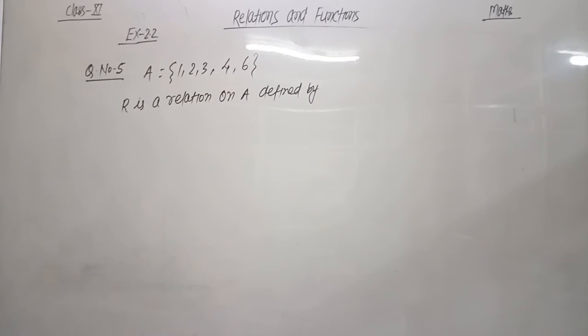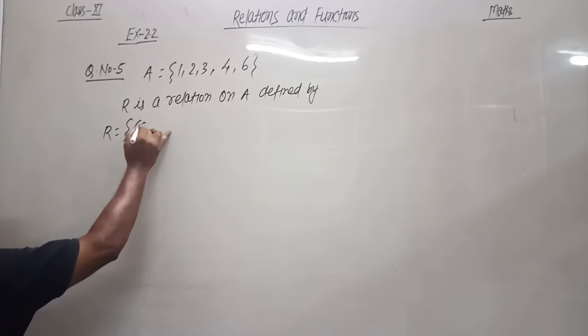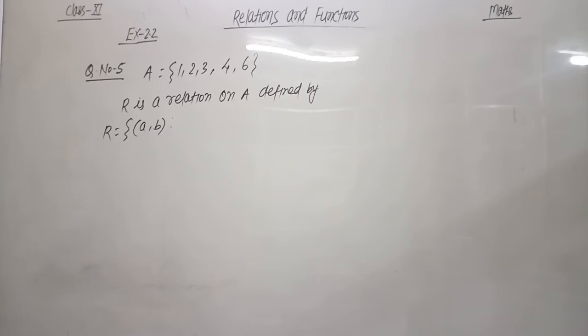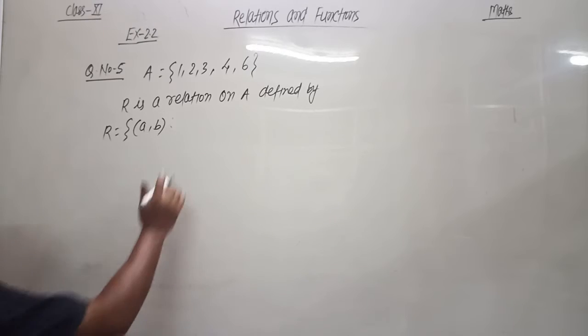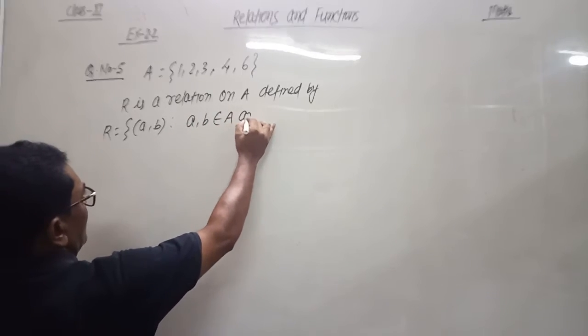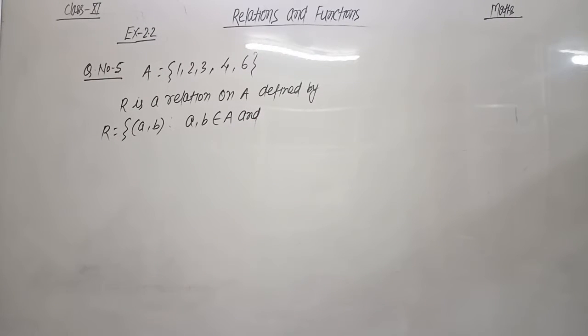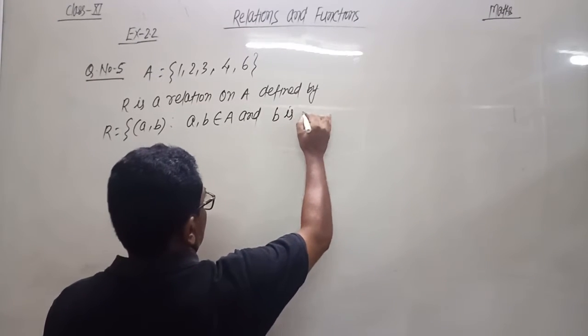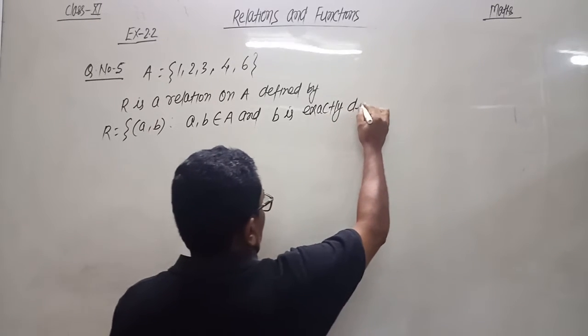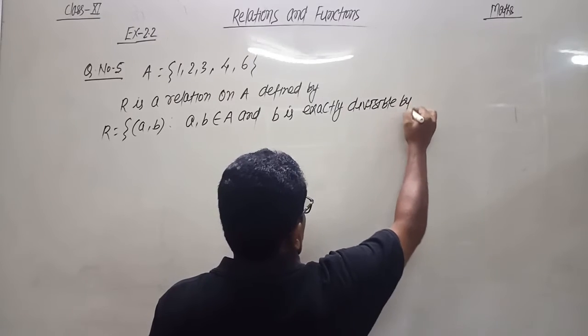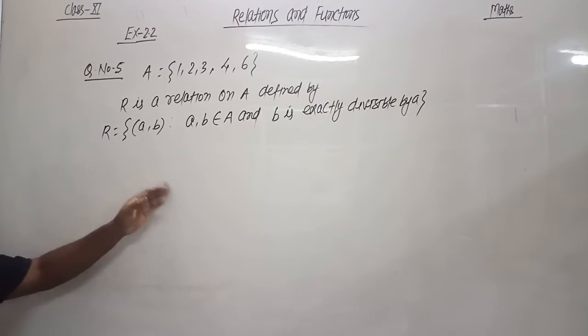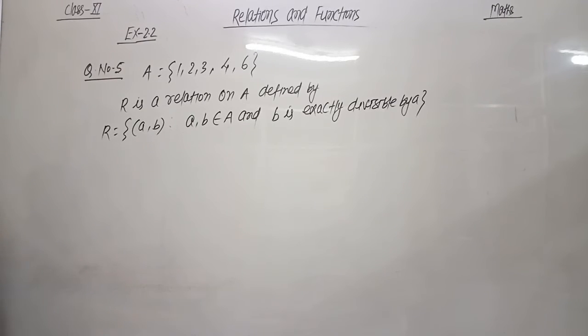R is a relation on set A defined by the ordered pair (a, b). This relation is defined in set builder form: R equals the ordered pair (a, b) such that a, b belongs to A, and the condition is given: b is exactly divisible by a. So we have to write R in roster form. Firstly, we have to write R in roster form.